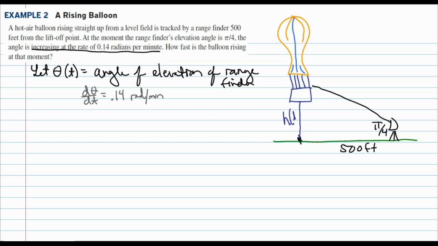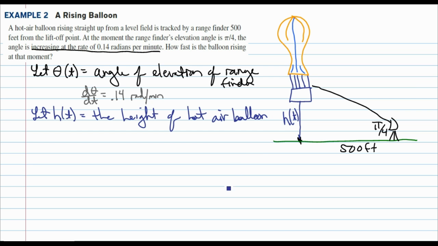So here's the height. I'm going to say that h of t is the height of the hot air balloon, which then means, as a side note, dh dt, the rate at which the height is changing, is what we're looking for. Now I need to set up a basic relationship among the pieces I know or don't know. I have a right angle, and I have an opposite and an adjacent side, so I see a tangent equation here. The tangent of theta of t equals the height divided by 500.